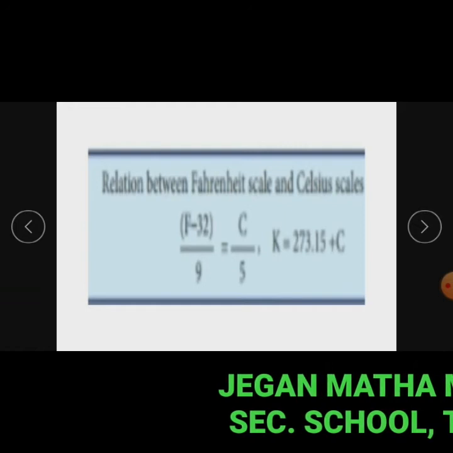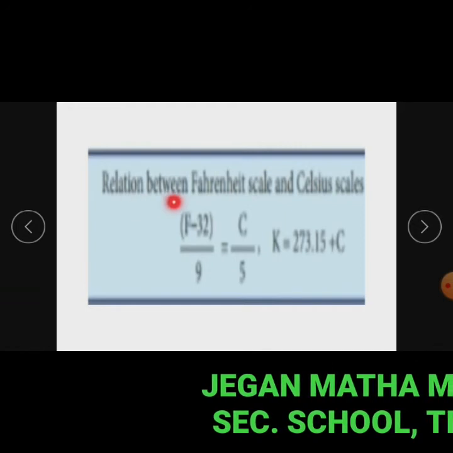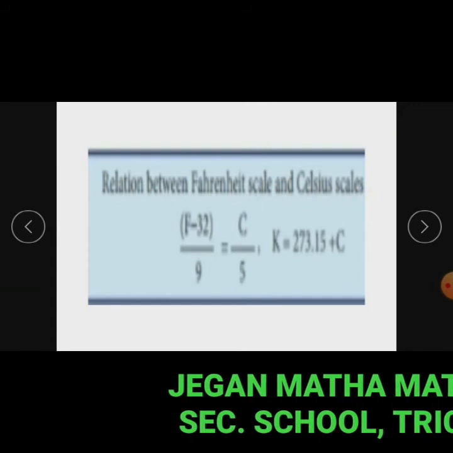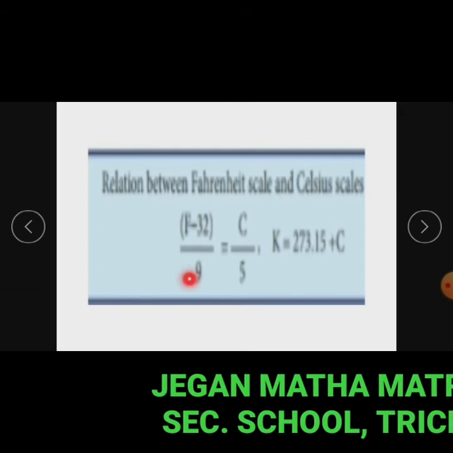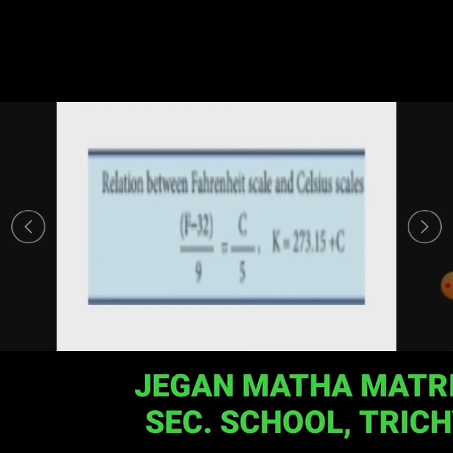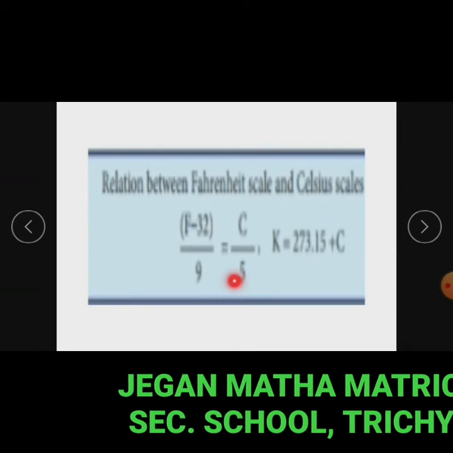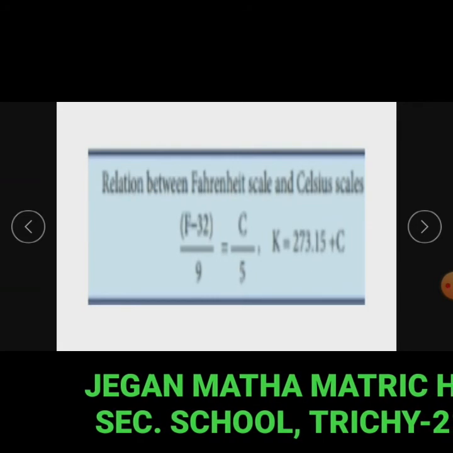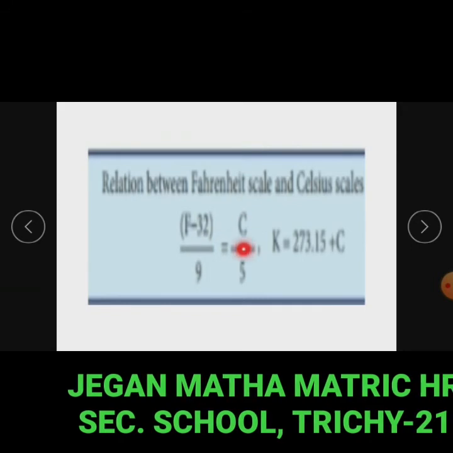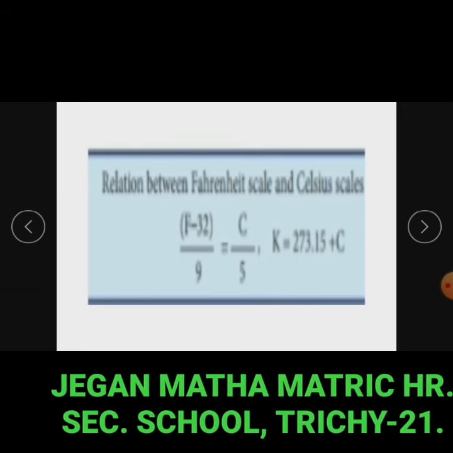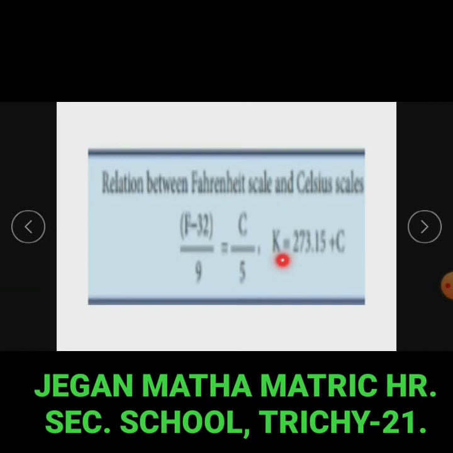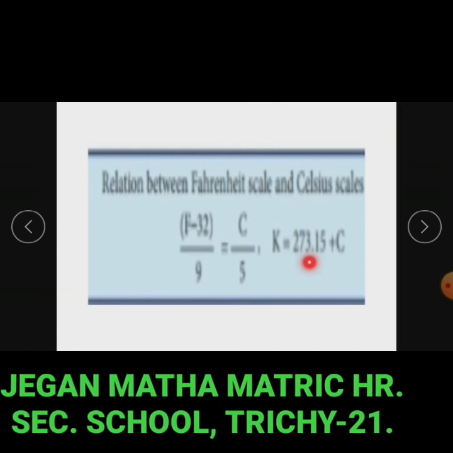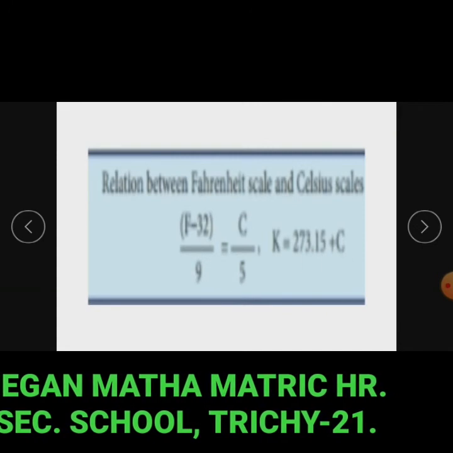Here in this figure, the relation between Fahrenheit scale and Celsius scale is given. (F minus 32) divided by 9 equals C divided by 5. If we know the temperature in Celsius scale, we can find the temperature in Kelvin scale using the equation Kelvin equals 273.15 plus Celsius.